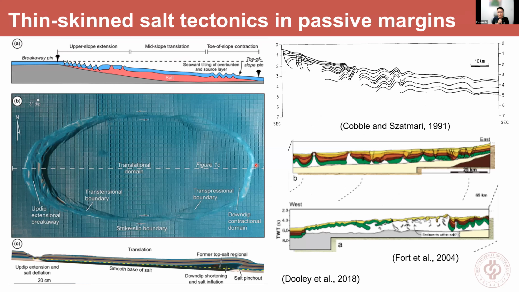So salt tectonics in passive margins has been going on for a few decades. If you look at papers from the early 1990s, you can see these classic extensional faults upslope and contractional faults downslope. This is from the Gulf of Mexico.